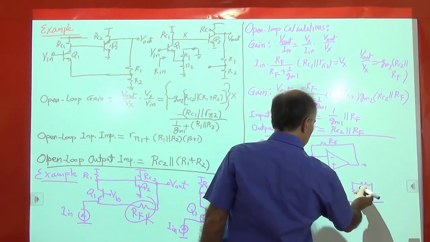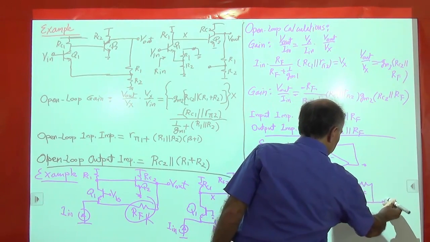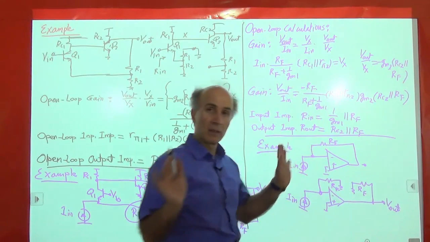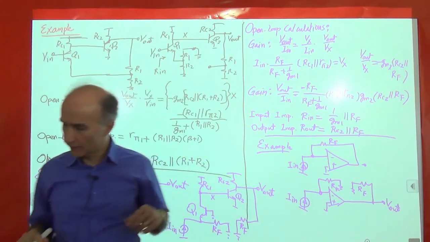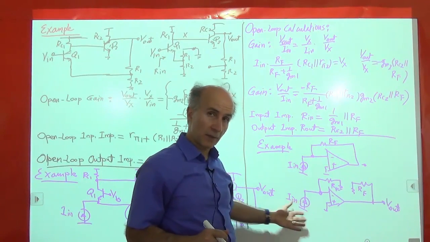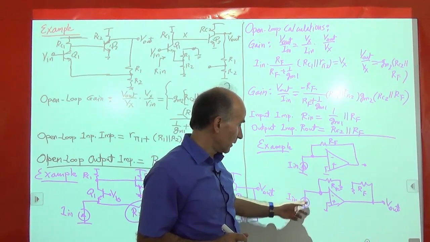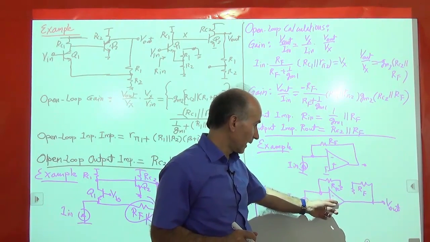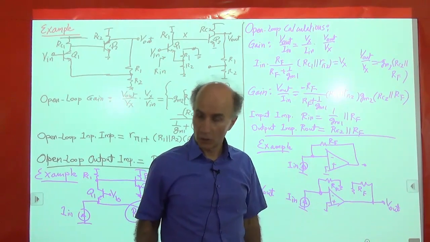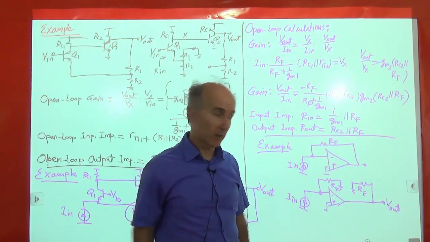RF, RF, V out. All right, I'm just following the prescriptions without thinking about it too much. And now I can easily calculate everything, right? The transimpedance gain is I in times RF times the gain gives us V out with a negative sign. So that's the open loop gain. And the input impedance is RF.